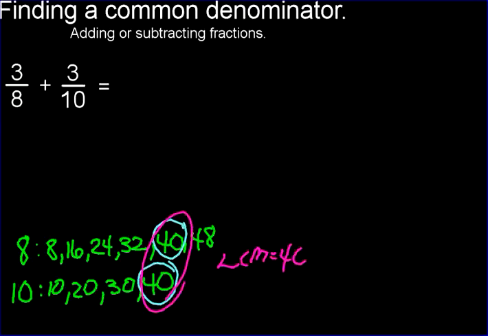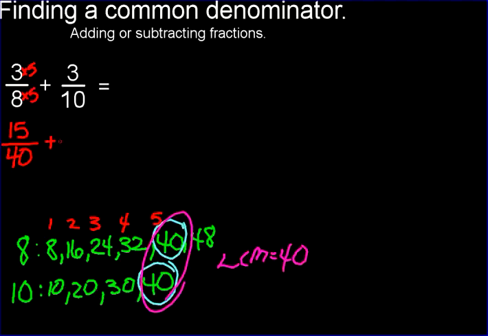Now, in order to use this, we have to change the denominator to be the same. So what do we have to multiply 8 by to get 40? Well, from 8 to 40, I'm going to go 1, 2, 3, 4, 5 times to get 40. So 8 times 5 is 40. I need to multiply both the top and the bottom by 5, which gives me 15 over 40.